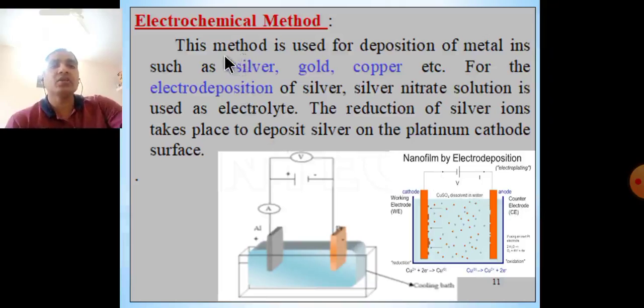Electrochemical deposition. This method is used for deposition of metal ions such as silver, gold, copper, etc. For the electrodeposition of silver, silver nitrate solution is used as the electrolyte. Silver nitrate is used as the electrolyte in this diagram. The reduction of silver ions takes place to deposit silver on the platinum cathode surface.